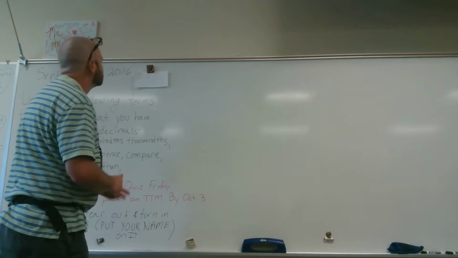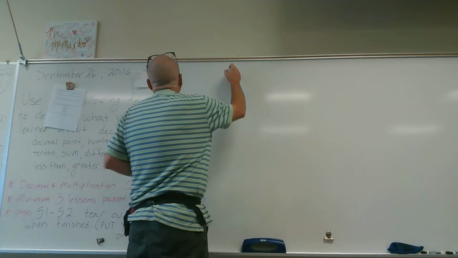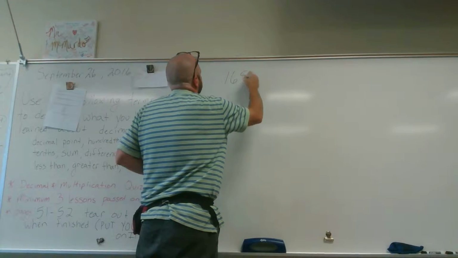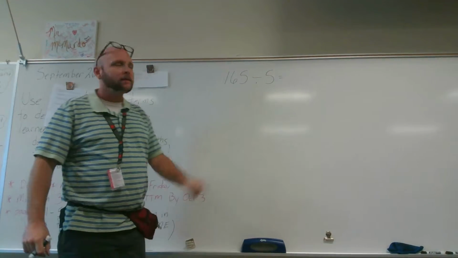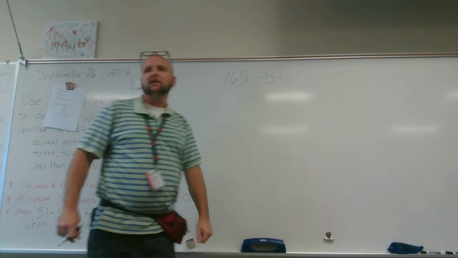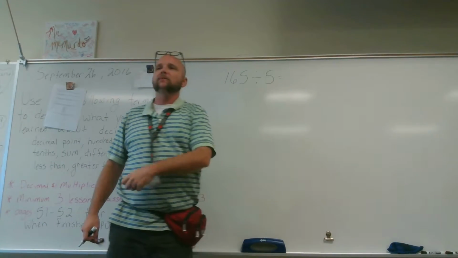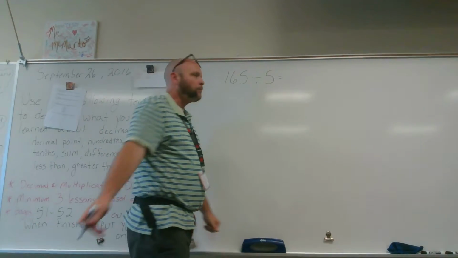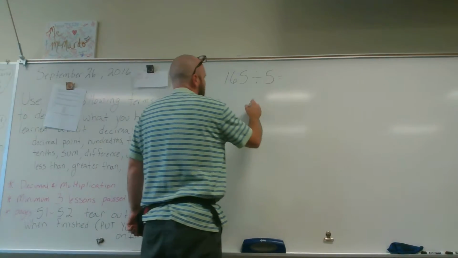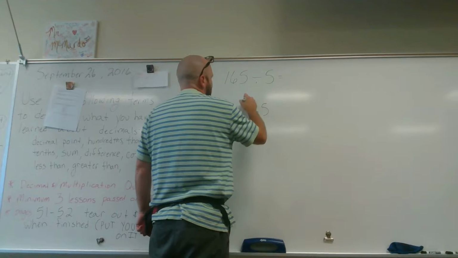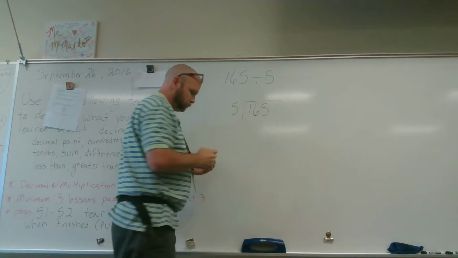All right, let's look at the next one. 165 divided by 5 equals. This is an equation. Equation's written horizontally. 165 divided by 5. I write it to work it out as a problem. My dividend of 165, my divisor of 5.